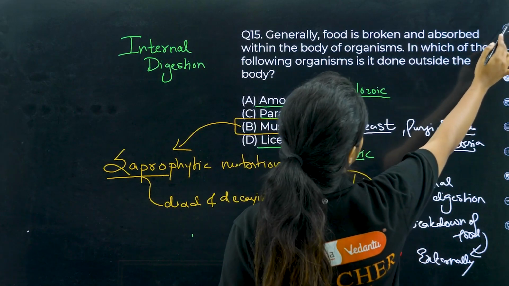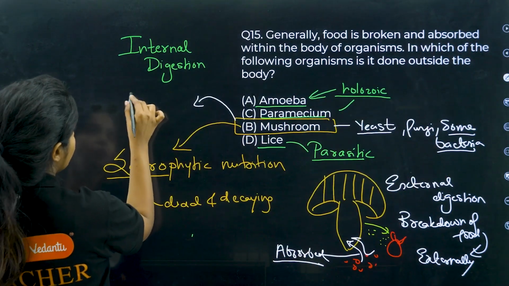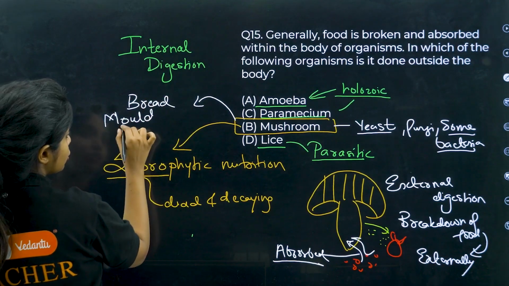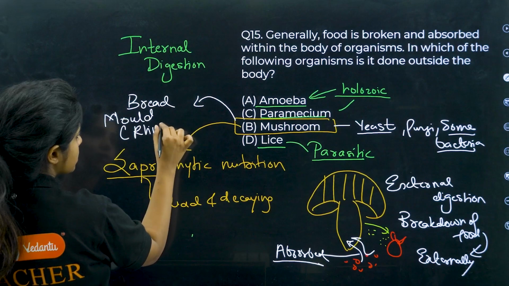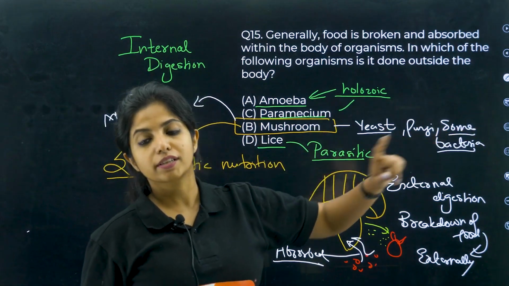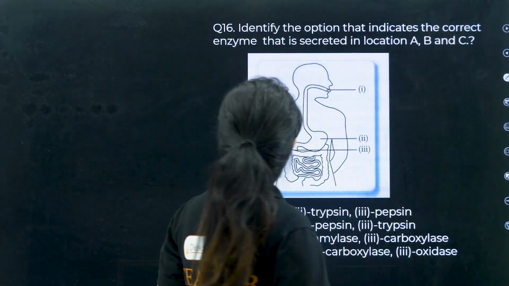They would never give this as an example. And one more very important example is your bread mold, which they can also write as rhizopus. So please remember, rhizopus, bread mold, anything of this sort, they all are saprotrophs. Okay. Going ahead with the next question.